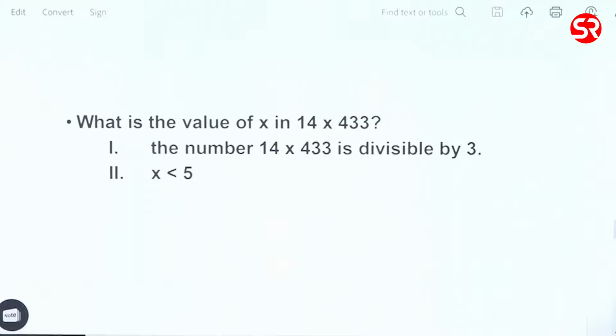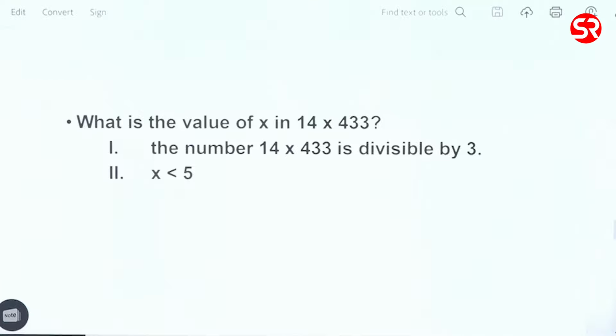Divisibility rule of 3. What is the value of x in 1 4 x 4 triple 3? The number 1 4 x 4 triple 3 is divisible by 3. Tell me, wake up. It's not 3, it's 4. Zero is also a multiple of 3. I have made you write it in the initial classes.